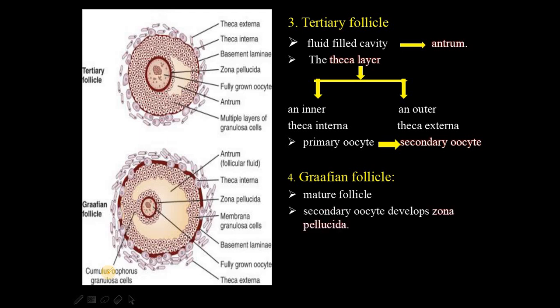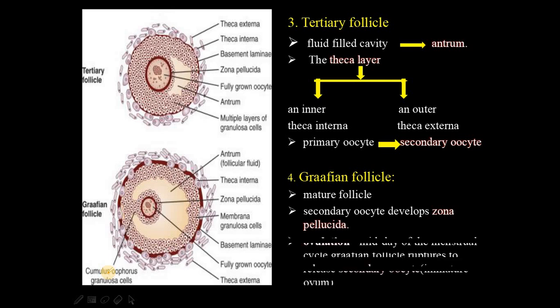The most important event that is taking place in the Graafian follicle is ovulation. Now, ovulation takes place on the midday of the menstrual cycle. In human beings, the menstrual cycle biologically is a 28-day cycle, and the midday is the 14th day. On the 14th day, the Graafian follicle ruptures to release the secondary oocyte. So this process is called as ovulation, and this is an important event that is taking place in this follicle.